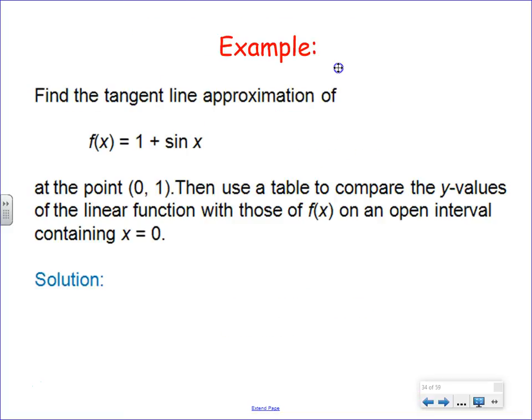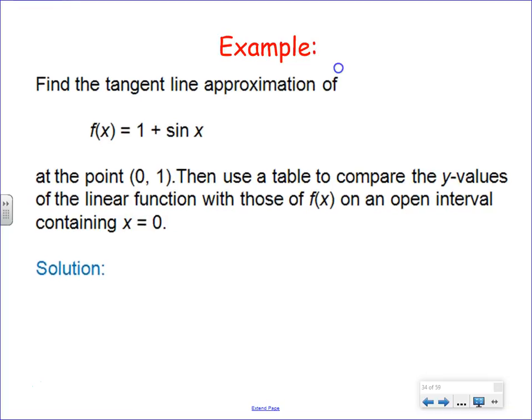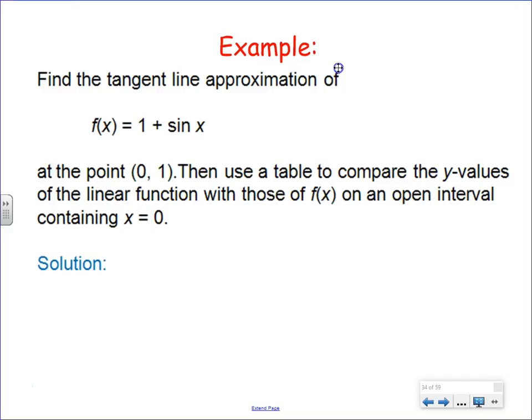Let's keep going. Example. Find the tangent line approximation, or we could say the linearization, of f of x equals 1 plus sine of x at, or around, or centered at the point 0, 1. Then use the table to compare the y values of the linear function with those of f of x in an open interval containing 0. Let's just do the first one.